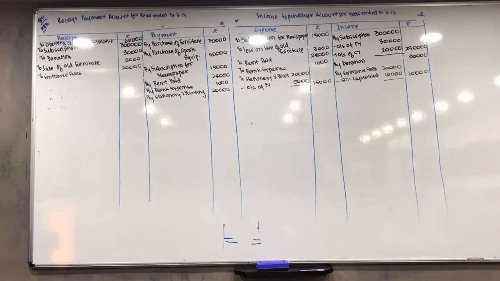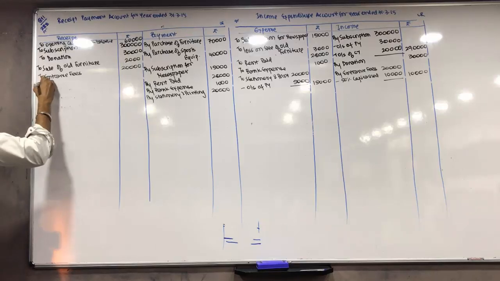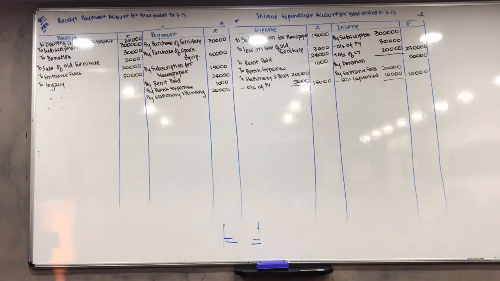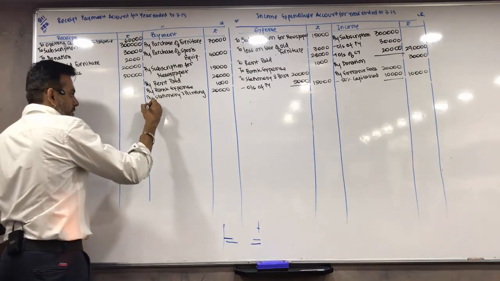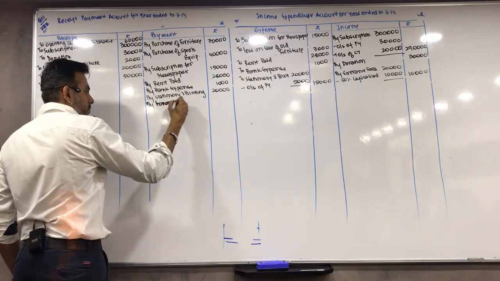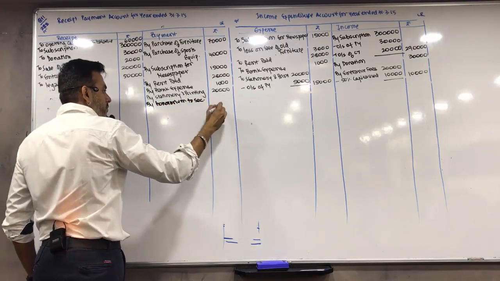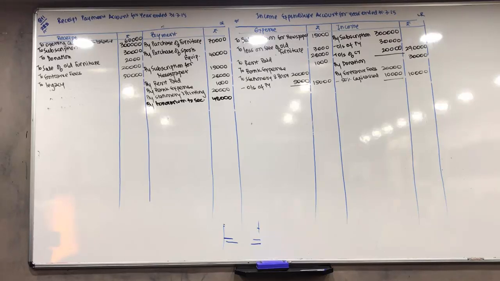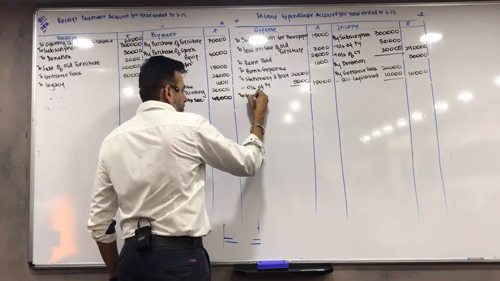Legacy we received 50,000, receive side to legacy 50,000. Next honorarium to secretary, so it's like a salary what we are giving, it's our payment by honorarium to secretary 48,000. It is also our expense, to honorarium.